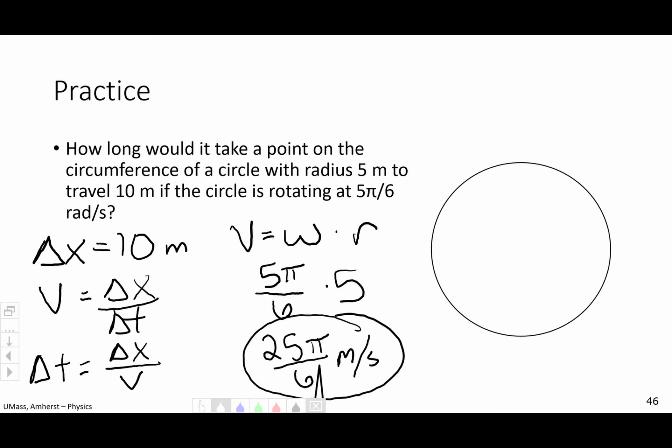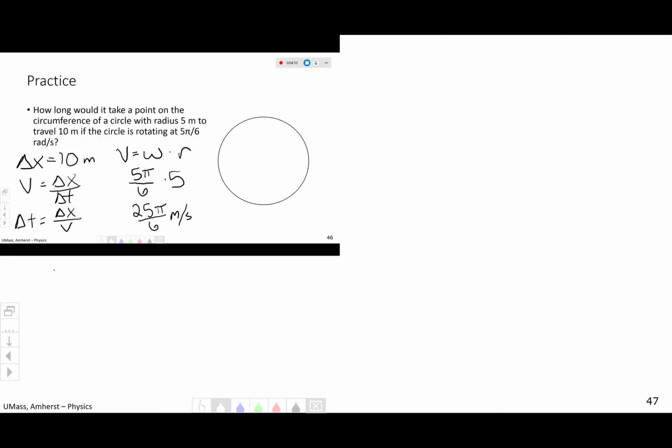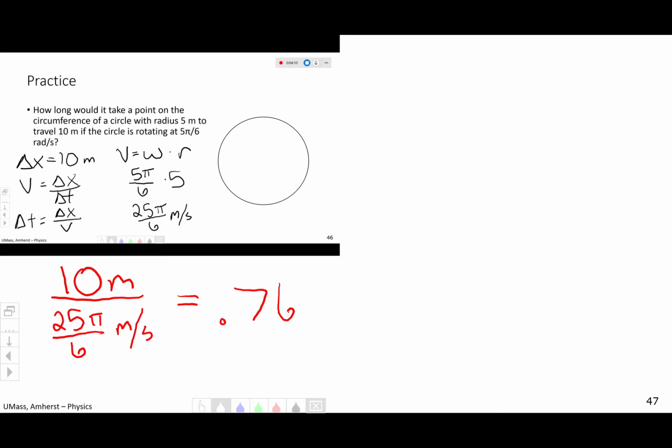So we have 25 pi over 6 meters per second. The displacement is 10 meters over 25 pi over 6 meters per second, giving us, if you will pardon my calculatoring, 10 divided by 25 pi over 6, 0.763 seconds, ish.